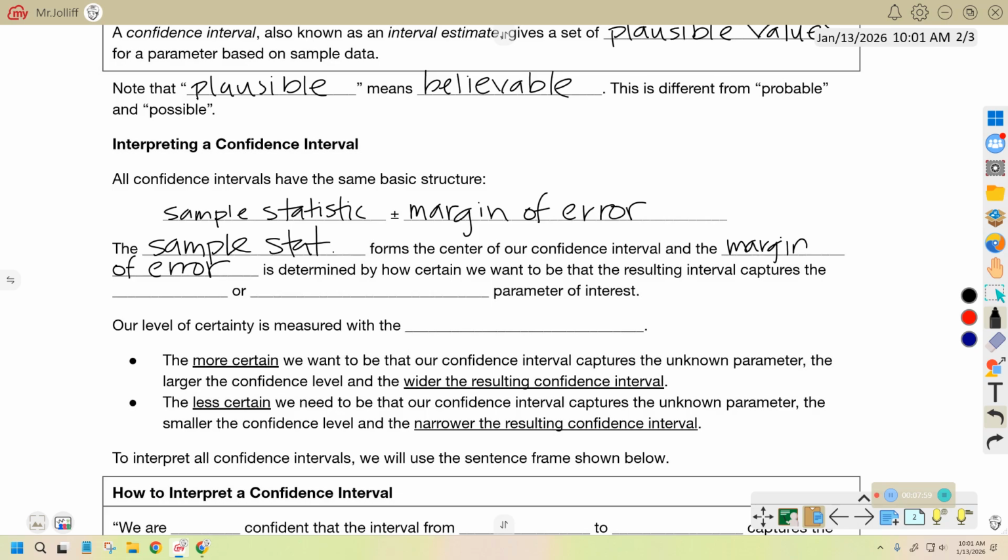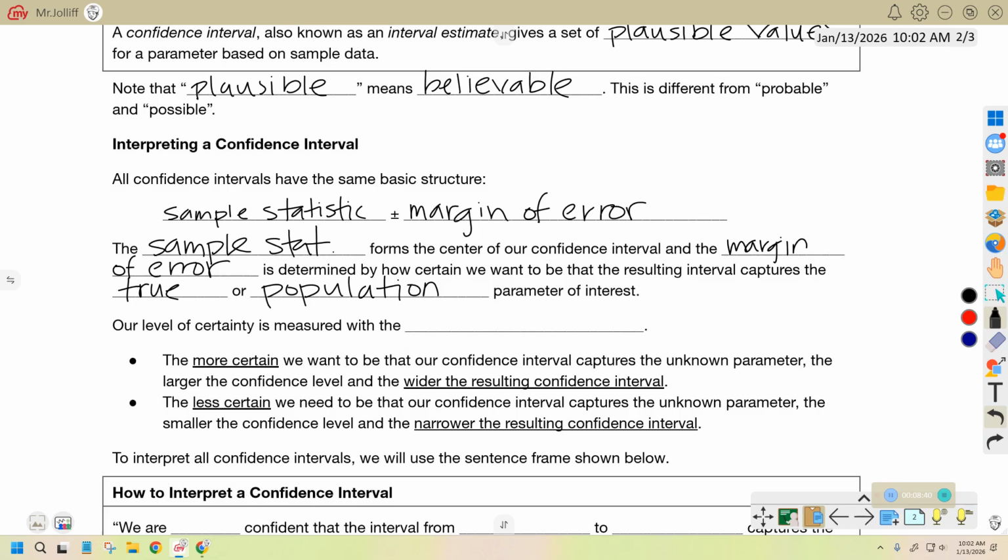And you'll notice there's 2 blanks there because you're going to see 2 different ways that the AP test will phrase that. So the margin of error is determined by how certain we want to be that the resulting interval captures the true parameter, which is another way that the AP test is going to say population parameter. Those 2 words are now interchangeable in terms of our sentences and our explanations. True parameter and population parameter mean the same thing. True is telling you it's the population value.